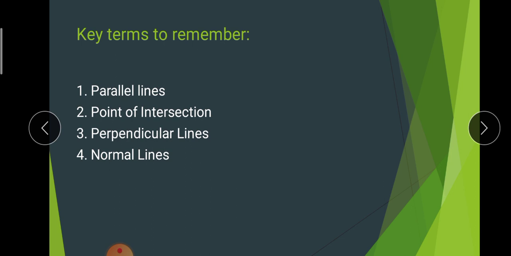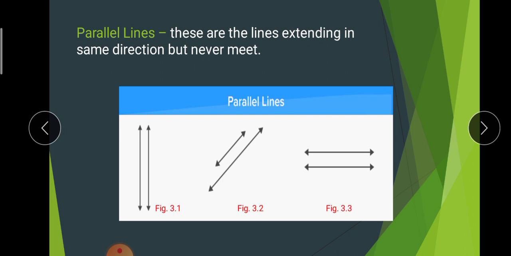But before that, we need to recall some key terms to remember from our geometry class. Number 1, parallel lines. Parallel lines are the lines extending in the same direction but never meet. For figure 3.1, this pair of lines is an example of vertical lines. Makikita nyo, never silang nag-intersect, nagdikit, or nag-meet, but same ang direction nila.